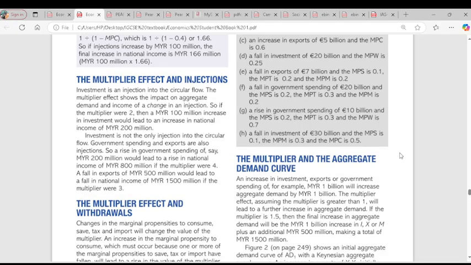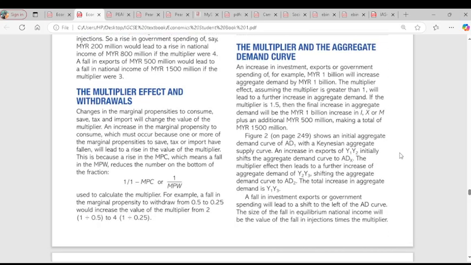Great. The multiplier effect and withdrawals. Changes in the marginal propensity to consume, save, tax, and import will change the value of the multiplier. An increase in MPC, which must occur because the MPW falls, will lead to a rise in the value of the multiplier. So what we're saying is this: withdrawals are imports, saving, and tax. So an increase in all these three, which I summarize as marginal propensity to withdraw.